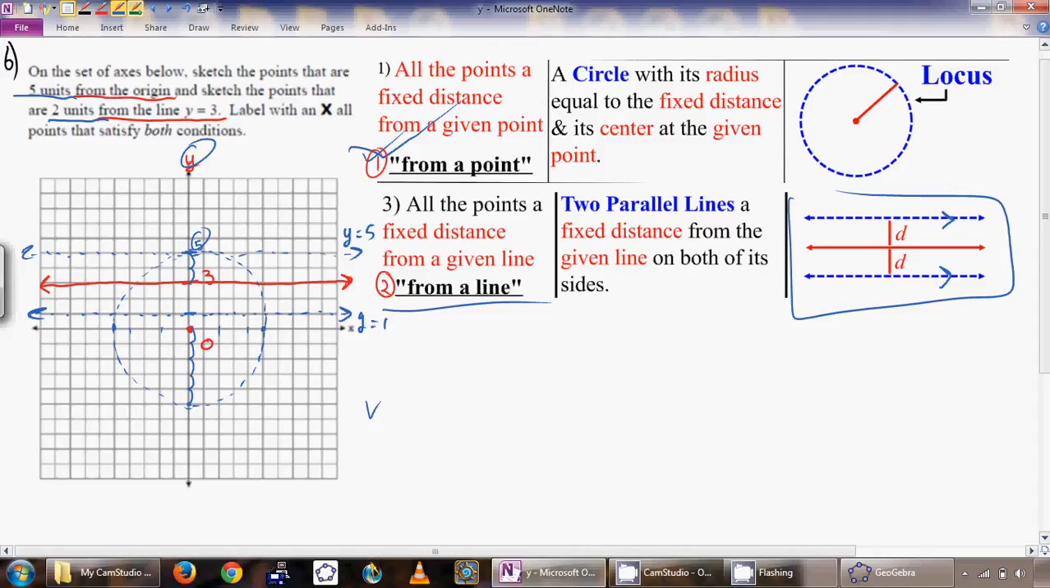So I'm supposed to label with an X. And that's it. They didn't say state the coordinates. They didn't say tell me how many points. It's just make a diagram and then label with an X all points that satisfy both conditions.